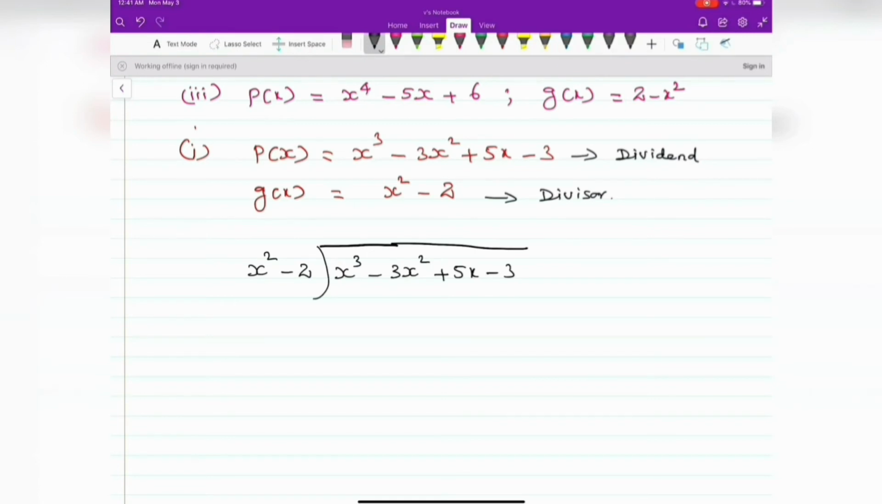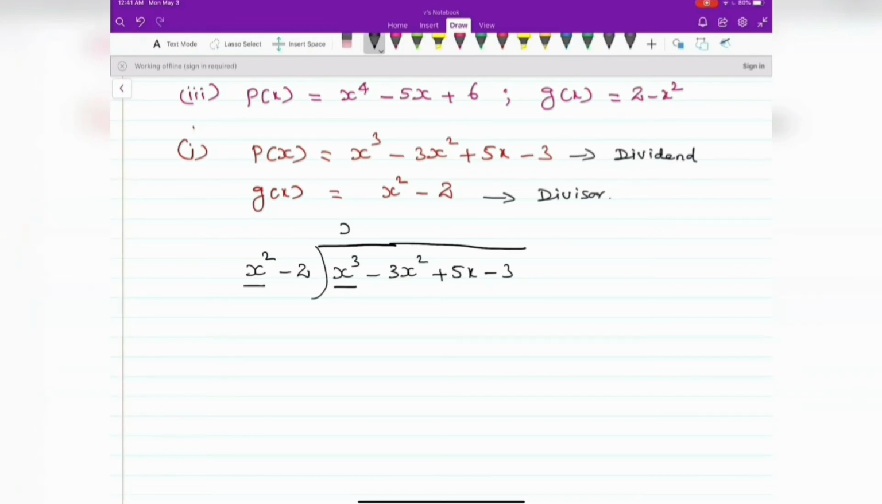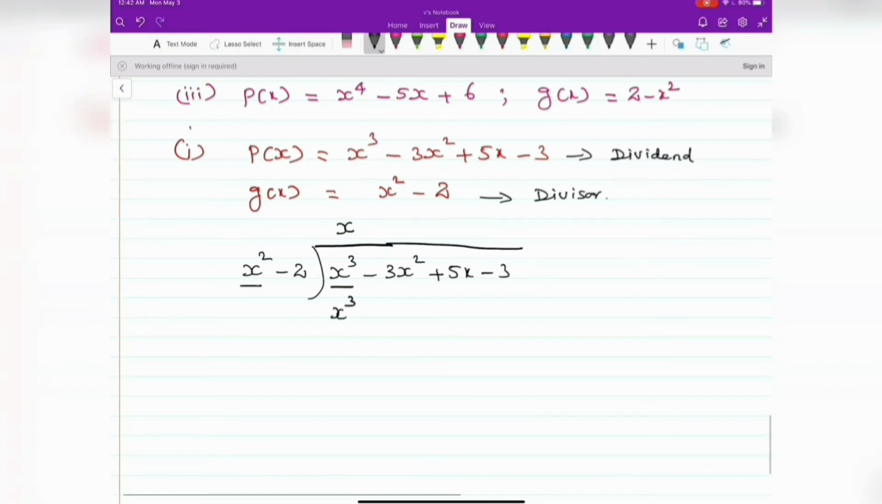Okay. I need x cube. That is the first term in the dividend. But I am having here x square in the divisor. So let me multiply it by x. Once I do that, I will get x into x square will give me x cube. Then minus 2 into x will give me minus 2x. So let me write it under this 5x minus 2x.